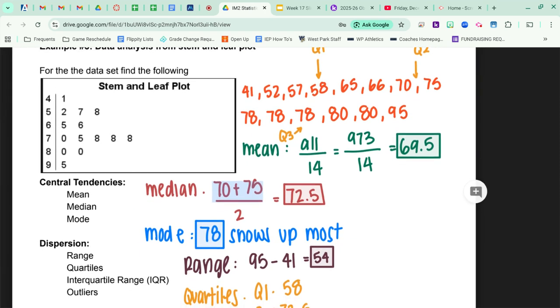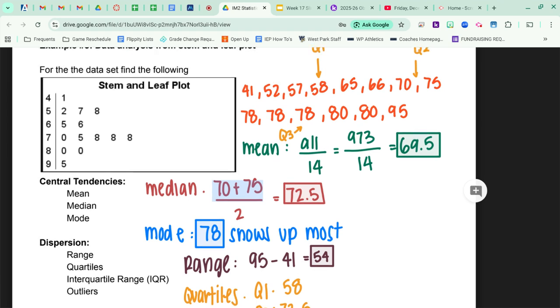Now the mode is simply what shows up the most. 78 shows up 3 times. That makes 78 the mode. All right?